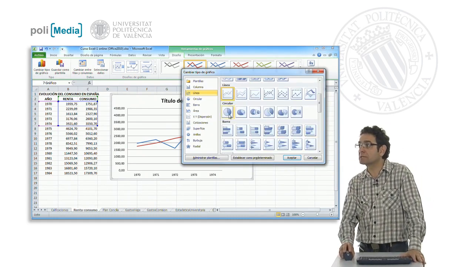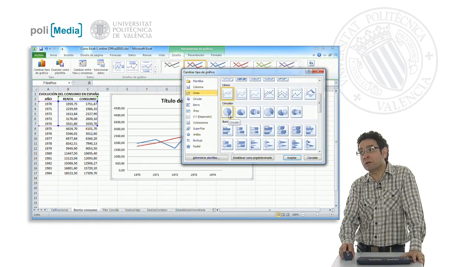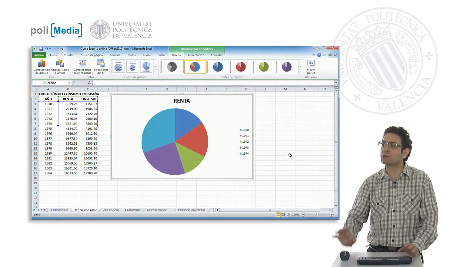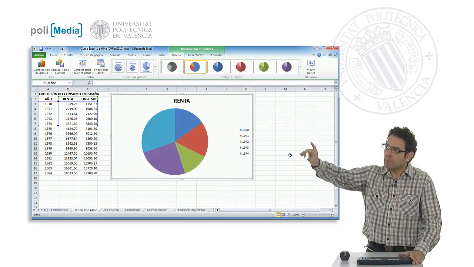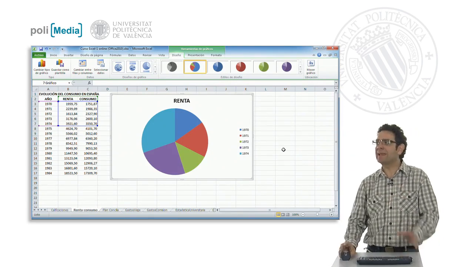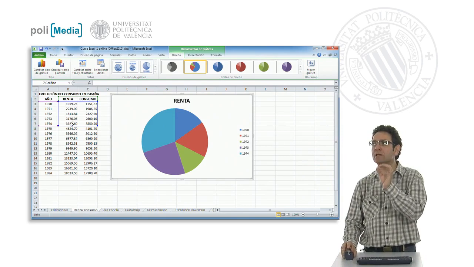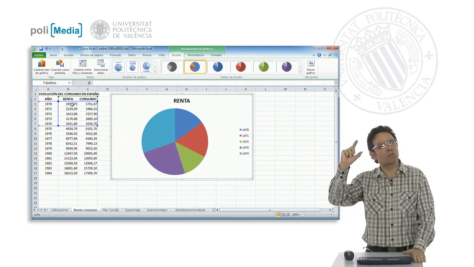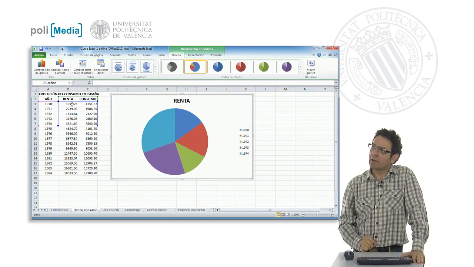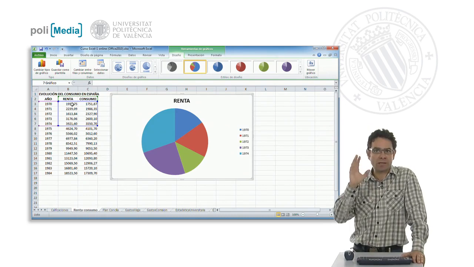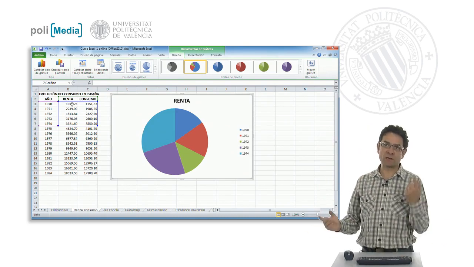For example, the pie charts are very interesting. Pie charts in reality are only meaningful when we have a single data range. In fact, if we select this pie chart, we see that it gives us a circle. The total is distributed according to the different proportions, to what each of the data, in this case income, contributes to the whole. It has only taken the first column of the two that have data, because the pie chart can only represent one magnitude.